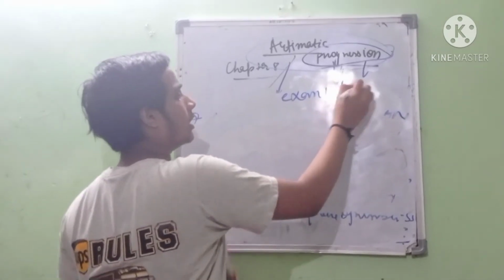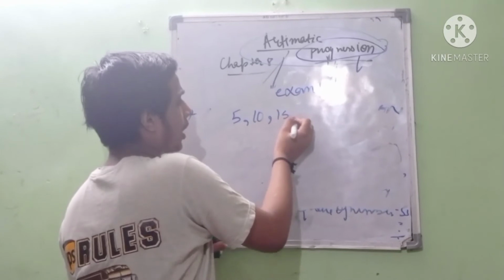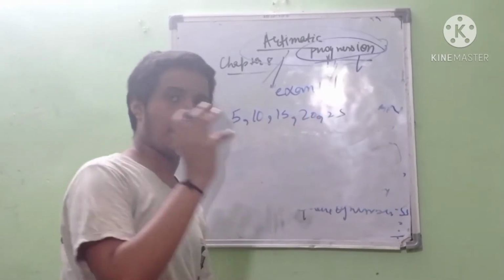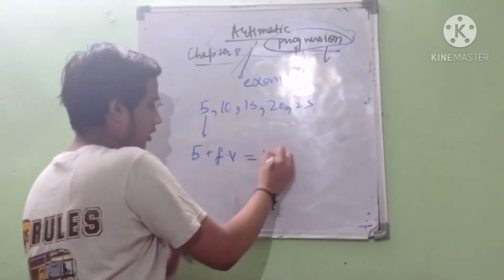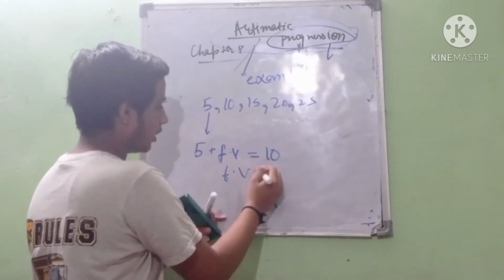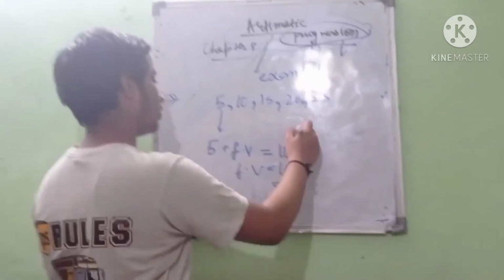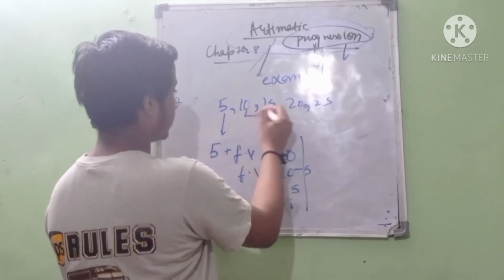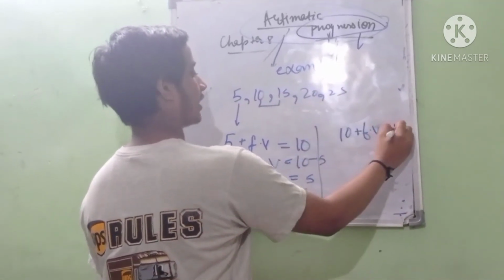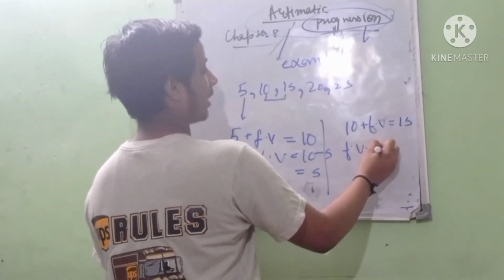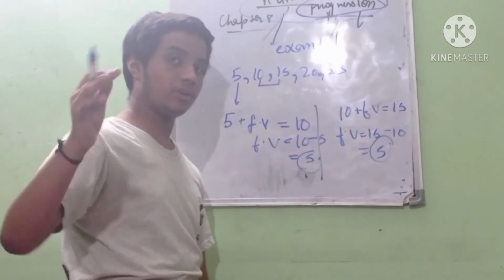example number 1. The earlier example 5, 10, 15, 20, 25. Here I am adding 5 as the fixed value. 5 plus some fixed value is equal to 10. So fixed value is equal to 10 minus 5, that is 5. Oh, it was an easy job. So let's take the next term, that is 15. That is 10 plus some fixed value is equal to 15. So fixed value is equal to 15 minus 10, that is 5. Here also it is 5. Then the fixed value is 5.